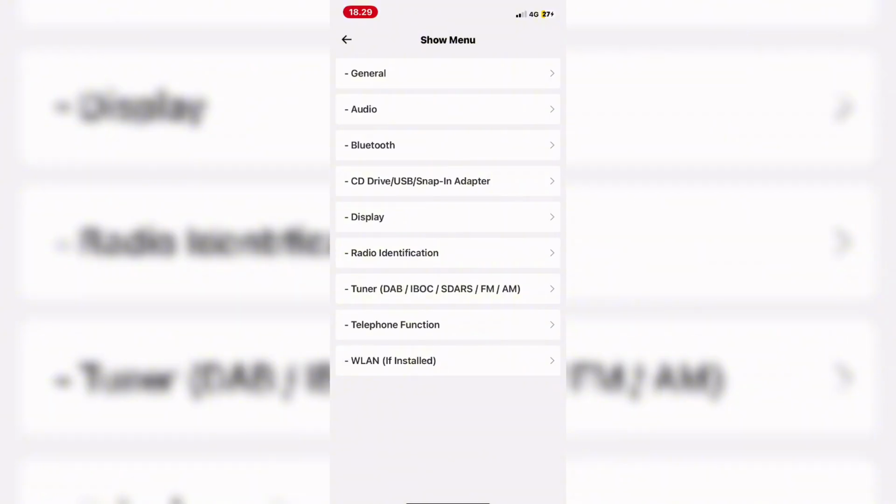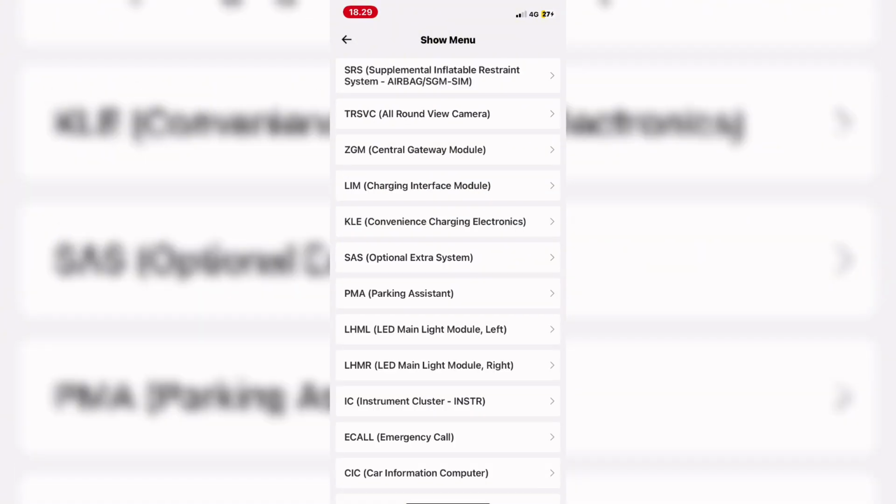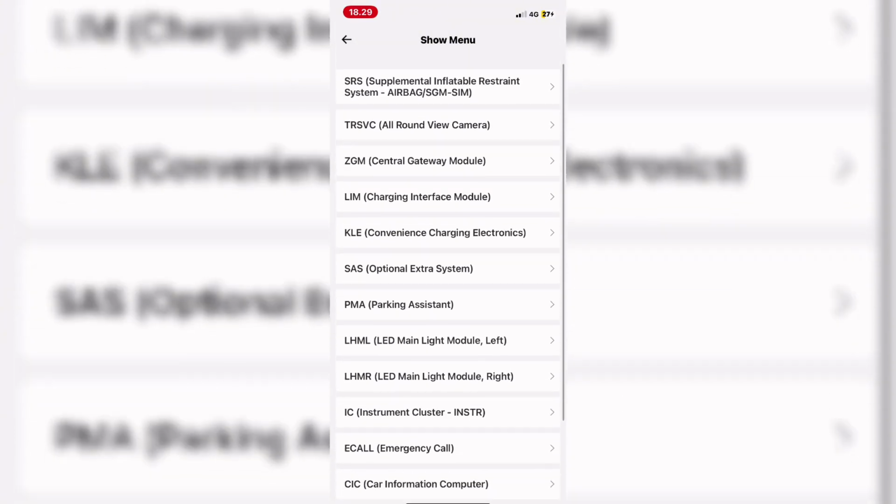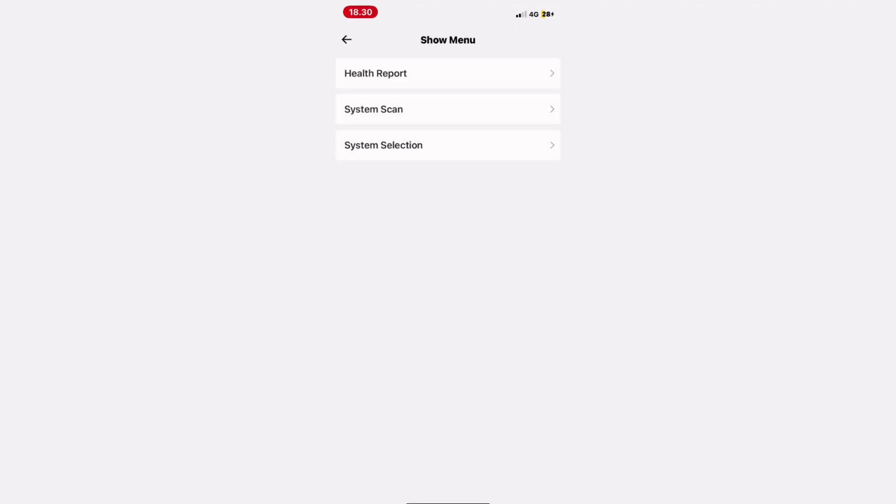This is the sort of thing I'd be looking at if I was fault finding at work, and I was looking for live data to help me because there were no specific fault codes. Let's look at some other stuff now.